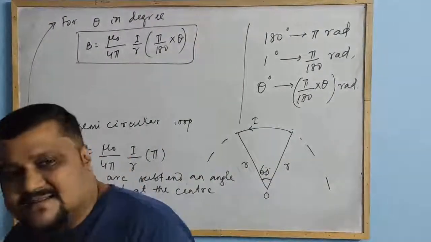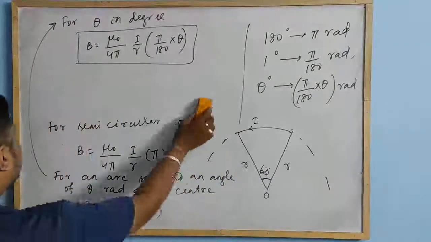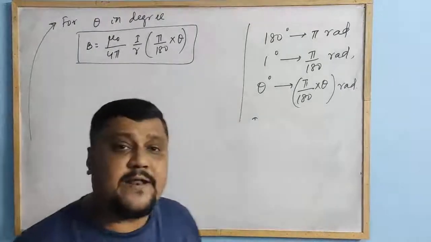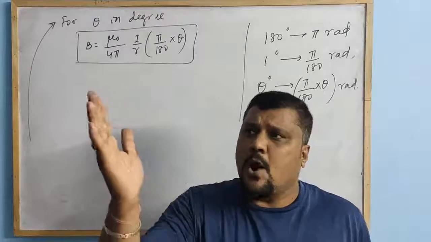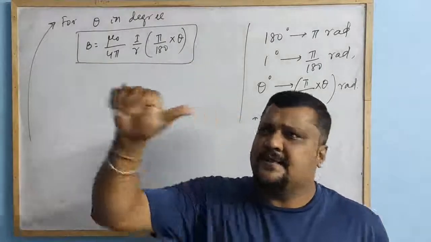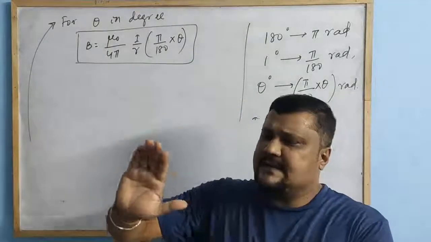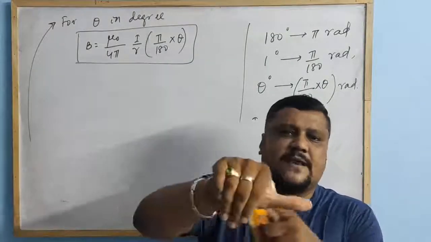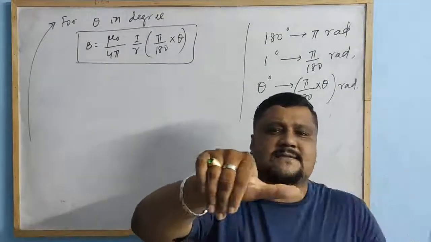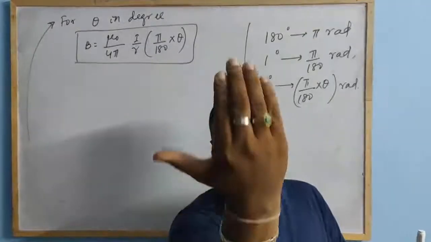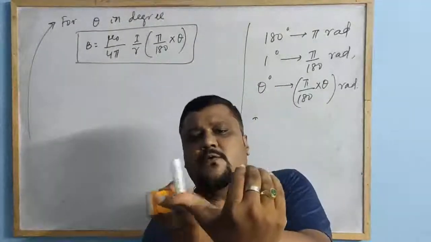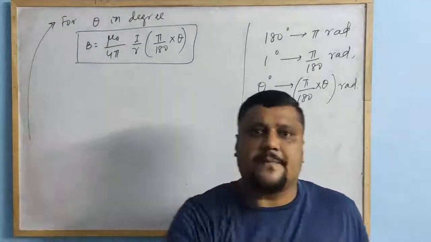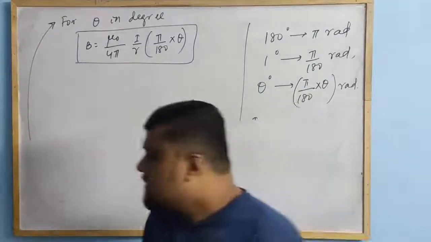And what is the direction of this one? The direction is perpendicular, maybe inward or outward, according to the right hand thumb rule. Curl the fingers in the direction of current. If the current is flowing in this coil like this, then the thumb will give you perpendicular in this direction. Or the current is flowing like this, then the thumb will give you the direction. So at O, it may be perpendicular inward or perpendicular outward. Clear?